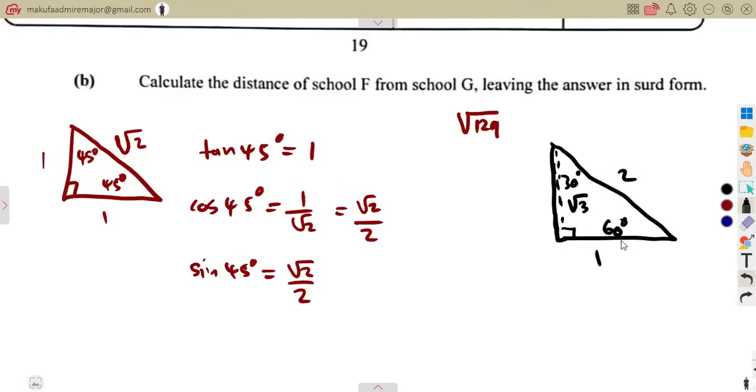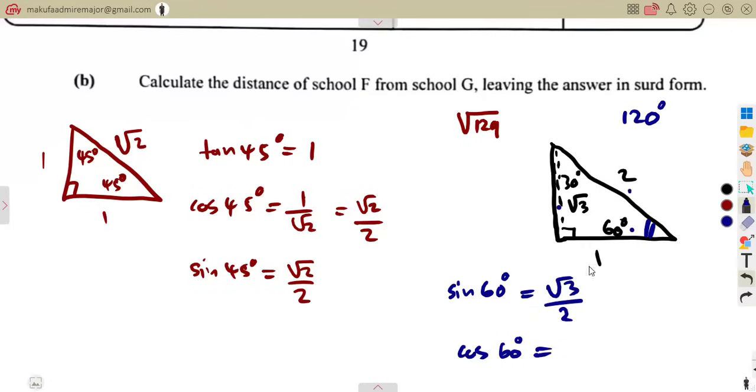There we are given an angle of 60 degrees. Remember, you're given 120, so 120 you relate from 60 degrees. So the sine of 60 degrees is opposite, which is square root of 3, over hypotenuse, which is 2. The cos of 60 degrees is adjacent over hypotenuse, so it'll be 1 over 2. As you can see, that's where we are getting that half.